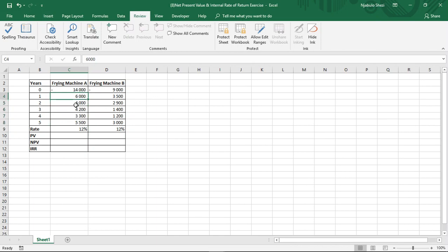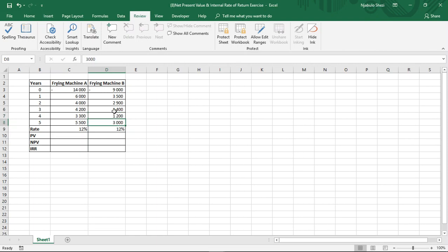basically our profits. So let's say in year 1 we are going to have a profit of 6,000, or we are going to generate a profit of 6,000 for frying machine A. In year 2, 4,000. In year 3, 4.2. In year 4, 3.3. And then lastly in year 5, 5.5. This as it relates to frying machine A. And then for frying machine B, in year 1, our profits will be 3.5. In year 2, it will be 2.9. In year 3, it will be 1.4. Year 4, 1.2. And then in year 5, it will be 3,000 Rand.